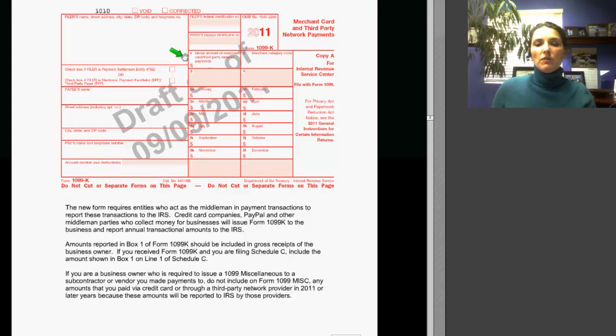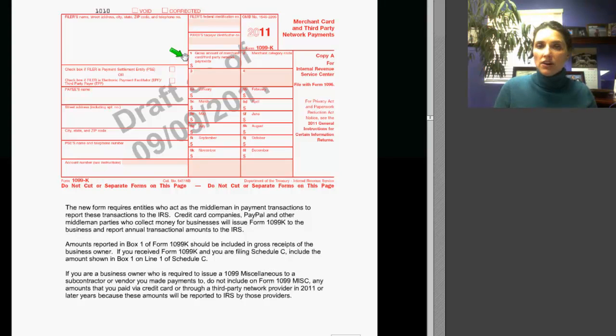If you are a business owner who is required to issue a 1099 miscellaneous to a subcontractor or vendor you made payments to, do not include on the Form 1099 miscellaneous any amounts that you paid via credit card or through a third-party network provider in 2011 or later years, because these amounts will be reported to the IRS by these third-party providers. So essentially, if you pay cash or you write checks to a vendor, then you would report those payments to that vendor on a 1099 miscellaneous.